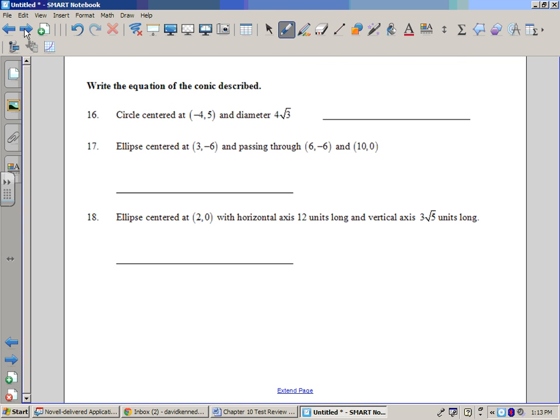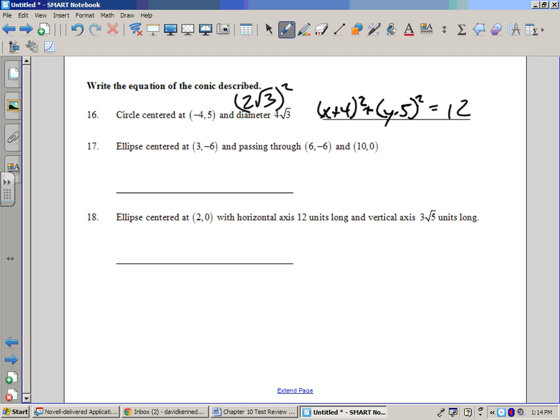All right, a circle centered at negative 4, 5, diameter of 4 root 3. The circle then would be x plus 4 squared plus y minus 5 squared is equal to, well, if the diameter is 4 root 3, the radius is 2 root 3. 2 root 3 squared is 2 times 2 times 3, which is 12.